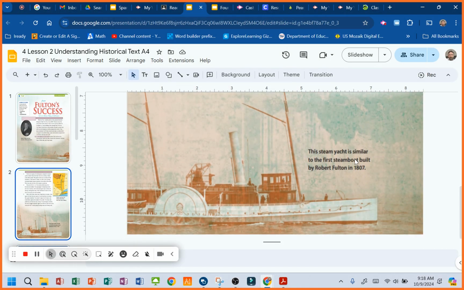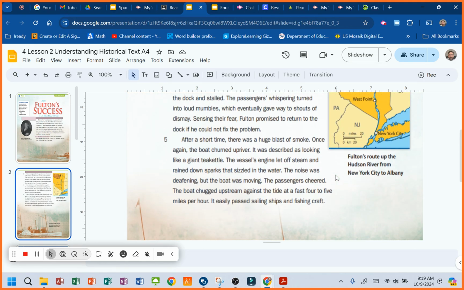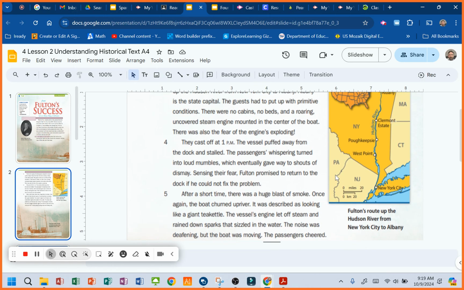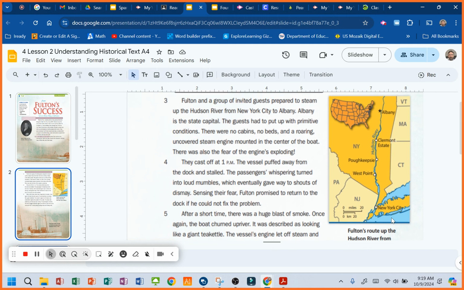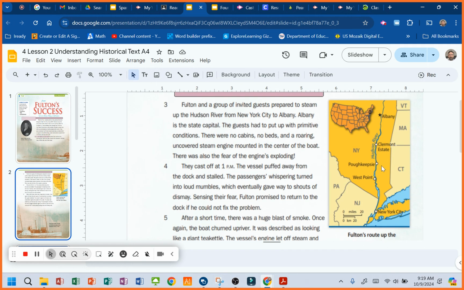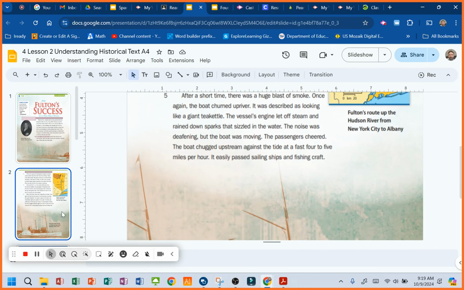The steam yacht is similar to the first steamboat built by Robert Fulton in 1807. Look at that. Here's Fulton's route up the Hudson River from New York City to Albany. So there's Albany, New York, and then here's, I think, where he started. Wow, look at that. That's neat, huh? Okay.